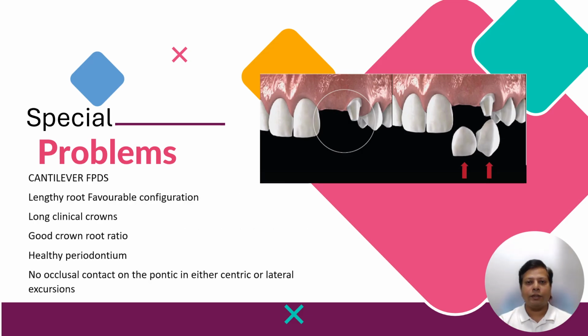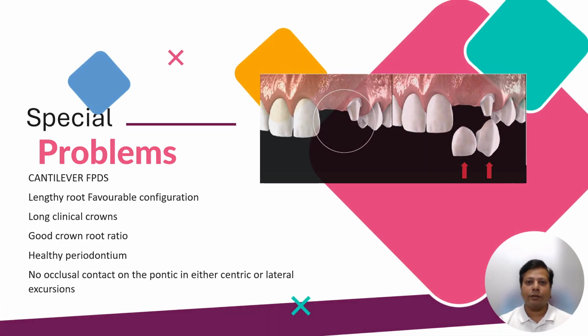The considerations for which are lengthy roots with favorable configuration. Ideal would be long clinical crowns. The abutment teeth should have a good crown to root ratio, a healthy periodontium, and there should be no occlusal contact on the pontic either in centric or in lateral or eccentric movements.